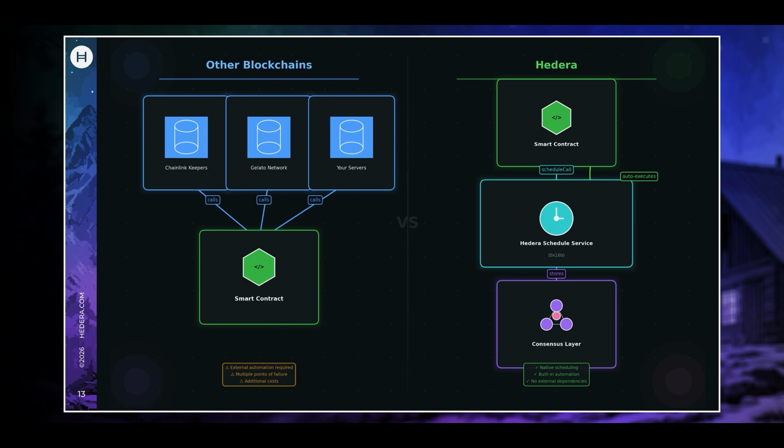Whereas the Hedera solution is a lot more elegant and simple. You have a smart contract. It's funded. It can schedule calls. They auto-execute in the future via the HSS, and it all happens inside the consensus layer. It's native. It's built in, and there's no external dependencies.